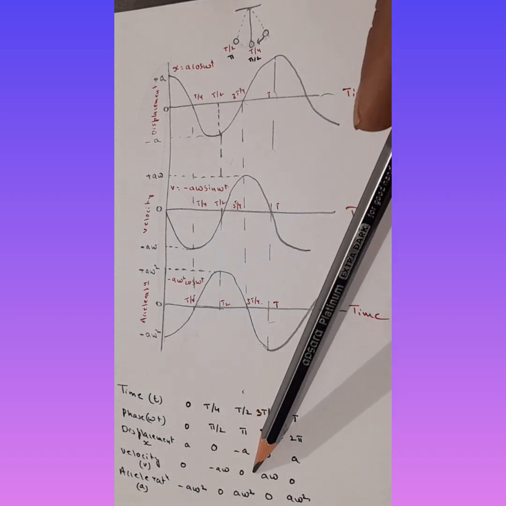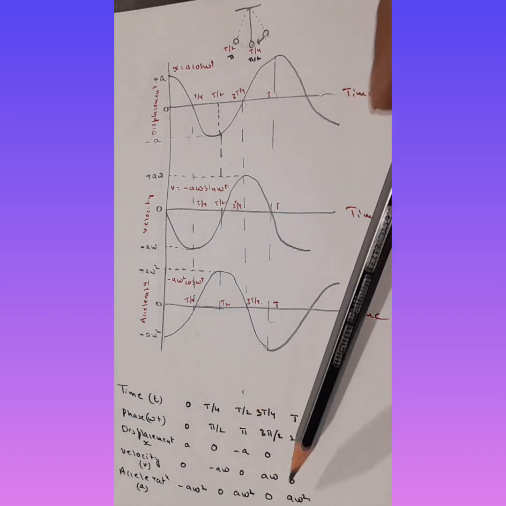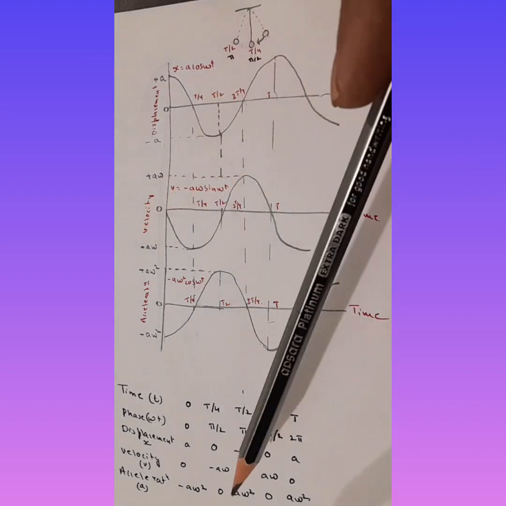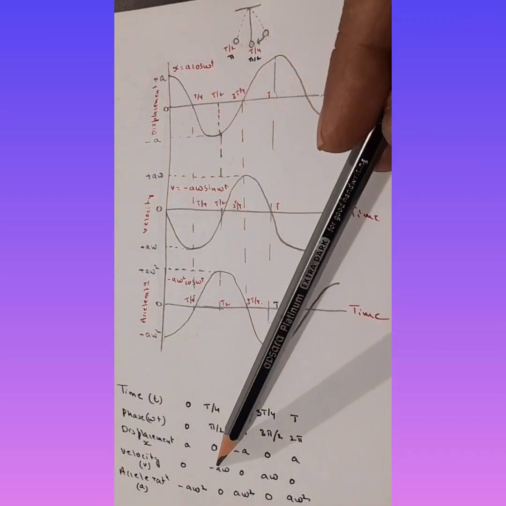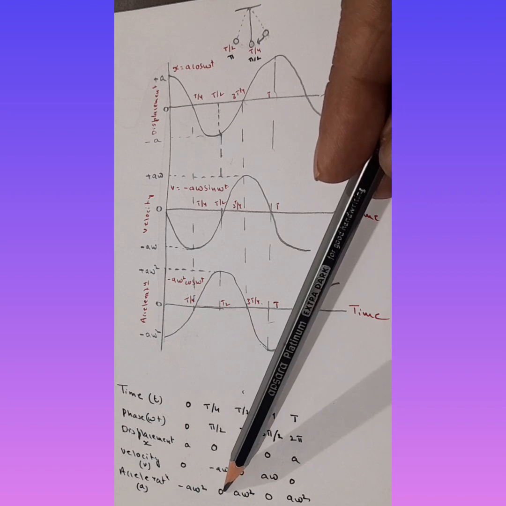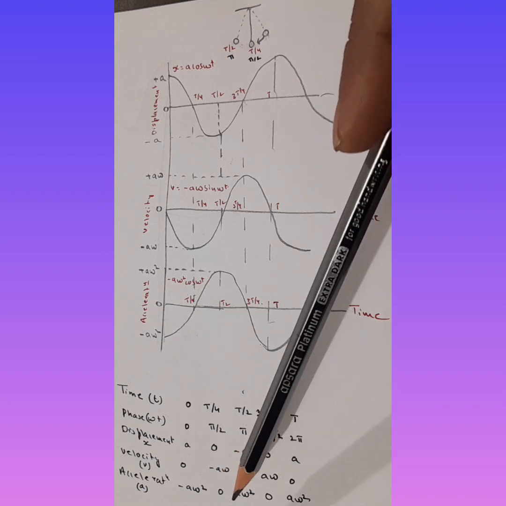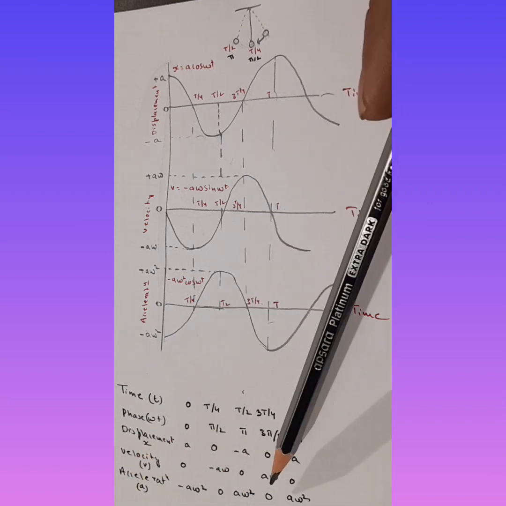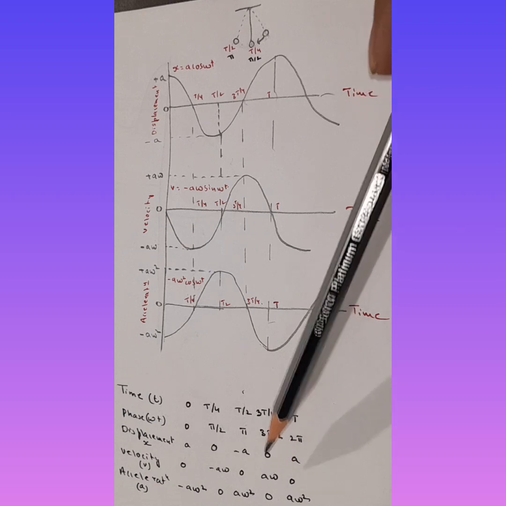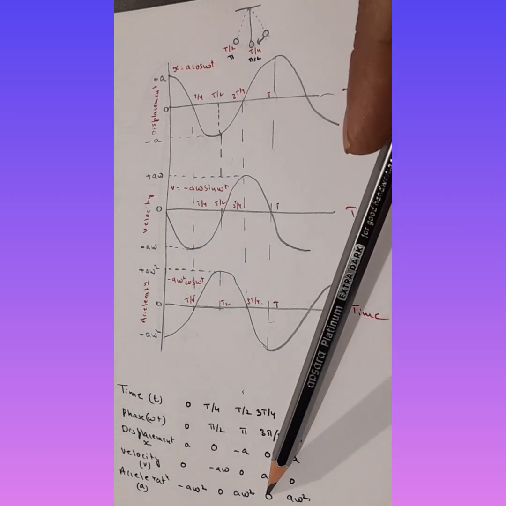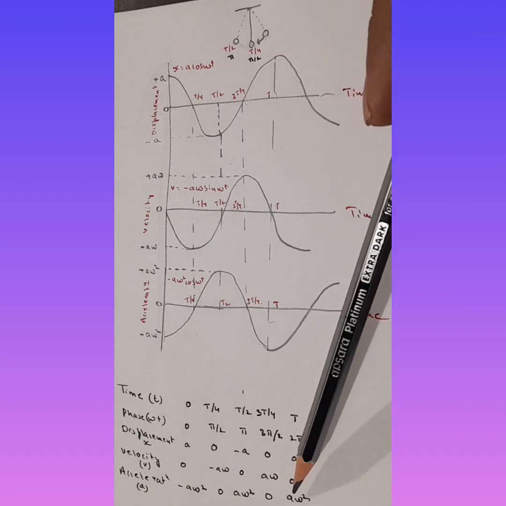Similarly, you can also see for these values. You will check and you will find all those values. Everywhere we'll find that velocity here is this, acceleration is this. When velocity is this, acceleration is this. Then again velocity at 3T by 4 is this, acceleration is this. So that is the 36 ka ankada.